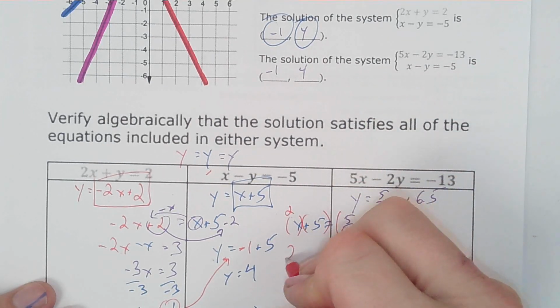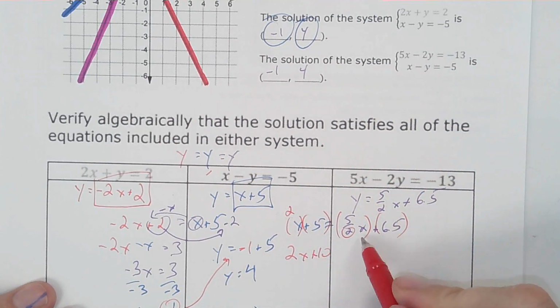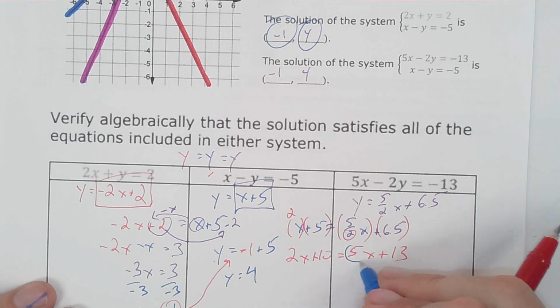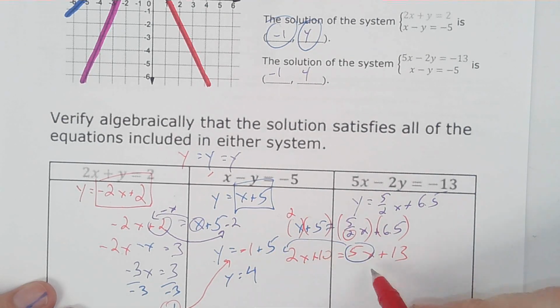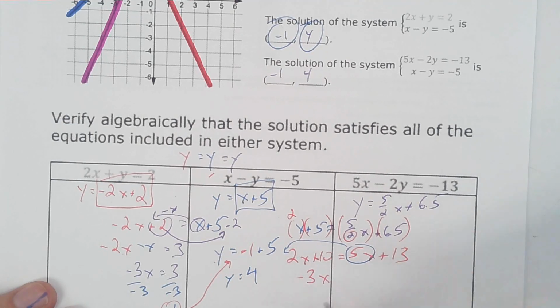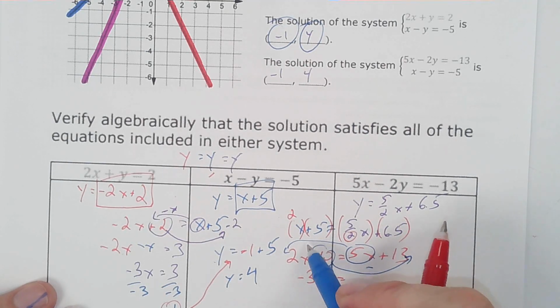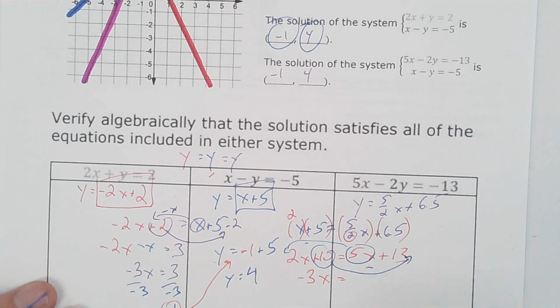When I do that, I get 2x plus 10. The whole reason I picked 2 is so that this 2 would go away, leaving me 5x plus 13. Then I'm going to take this 5x and move it to this side, so it's negative 5 plus 2. What's negative 5 plus 2? Negative 3. It's going to be negative 3x, equals 13 minus 10, which equals 3.